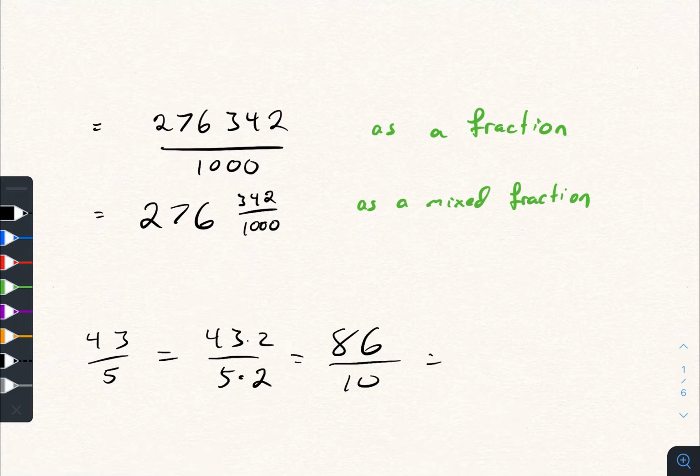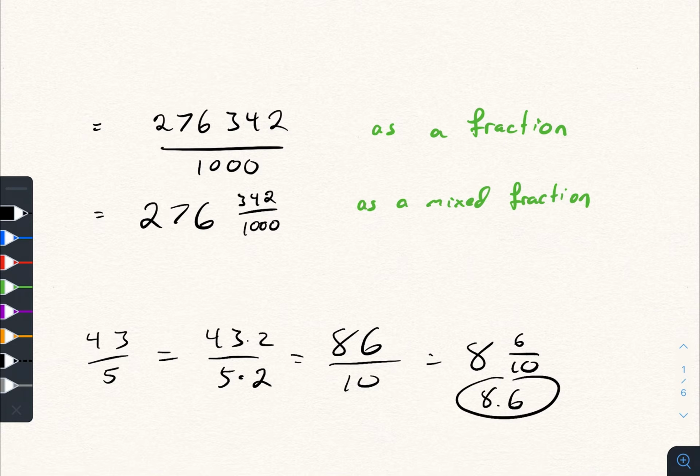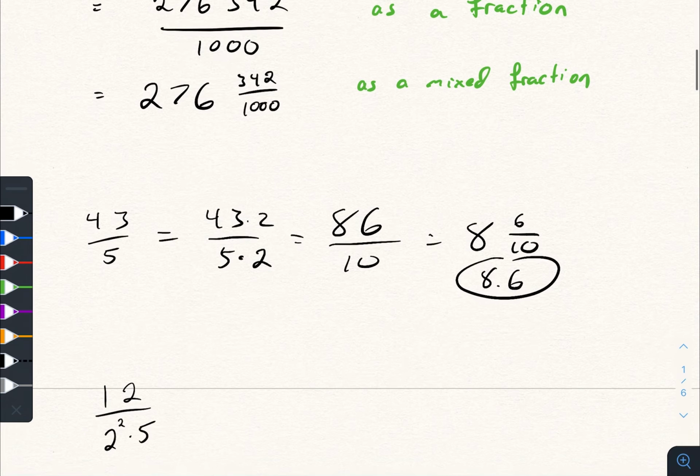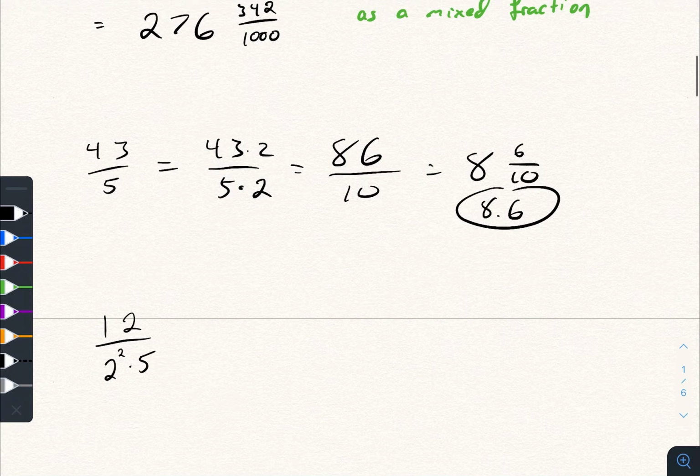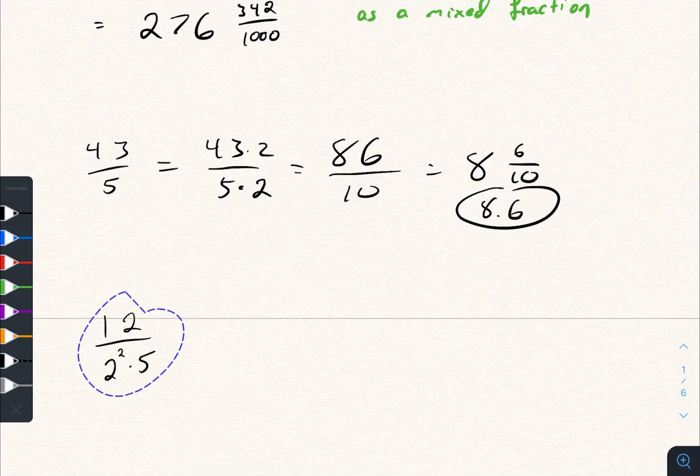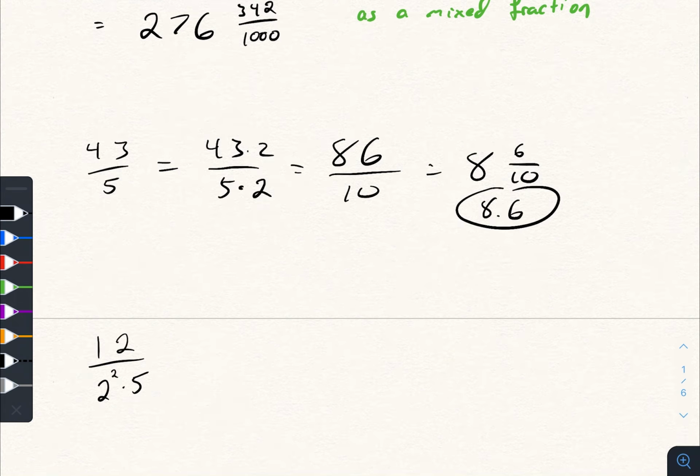And so this is 8 and 6/10. Normally people would write it like 8.6, but you would read it as 8 and 6/10. Okay. This number right here, 12 over 2 squared times 5. What is this number as a decimal?